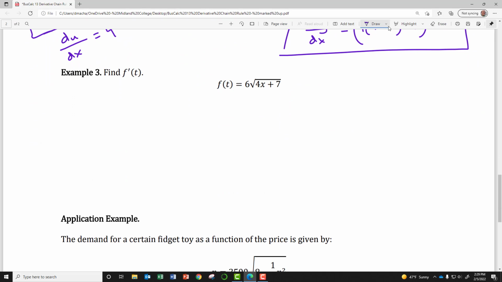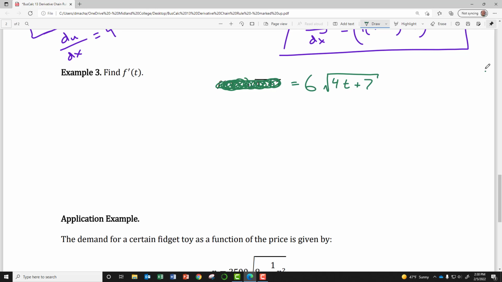So one more example. And this is telling me find f prime of t, so find the derivative of this function. And this is a typo. That should be 4t plus 7. So let me just scratch this out for a moment and write that this is 6 square root 4t plus 7. Much better. And again, let's look. Did I write that right? Yeah, I guess I did. There we go. Let's write this in a way that makes this look a little bit nicer.